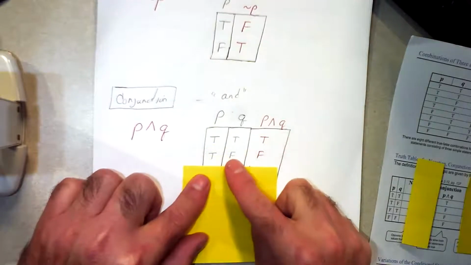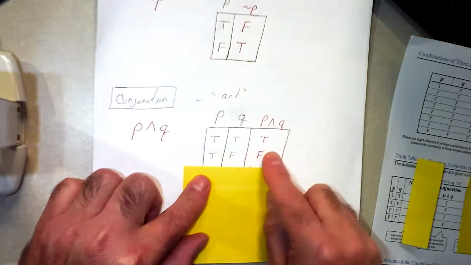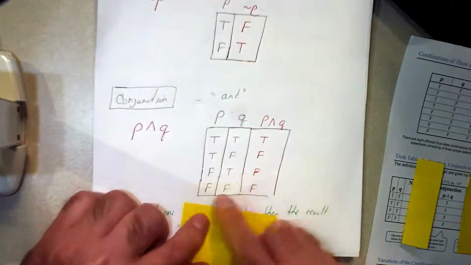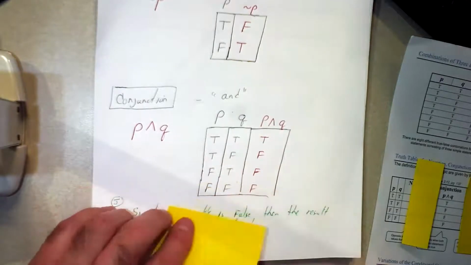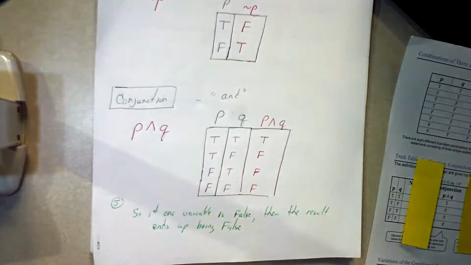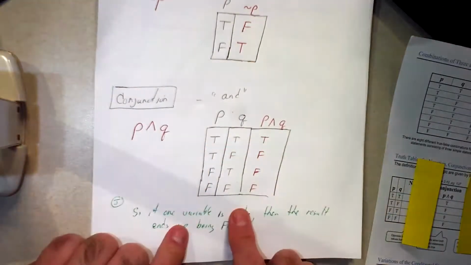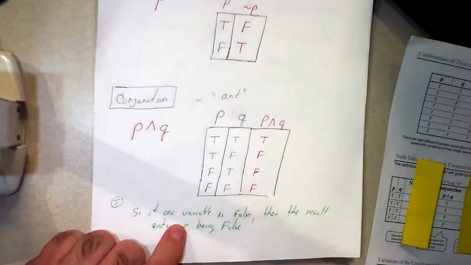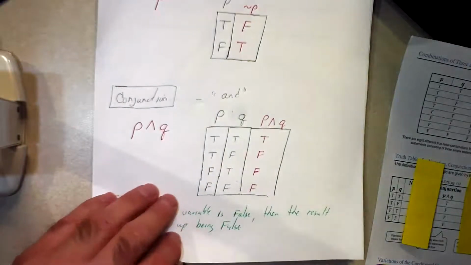True and false is false. See, at least one is one. If one is false, the whole answer is false. There is your one false. It's false. There is your one. Well, there's two false, so that's false. So that's how I remember it. So if one variable from the row is a false, then the whole result ends up being a false. So that's the truth table for conjunction.